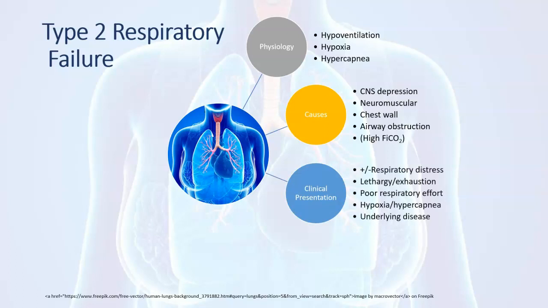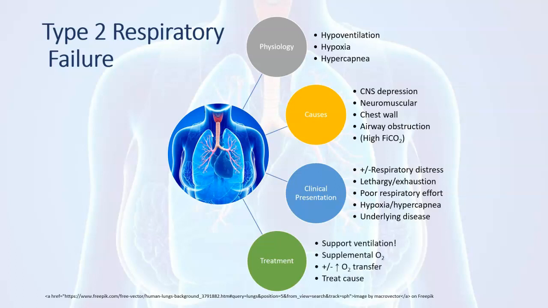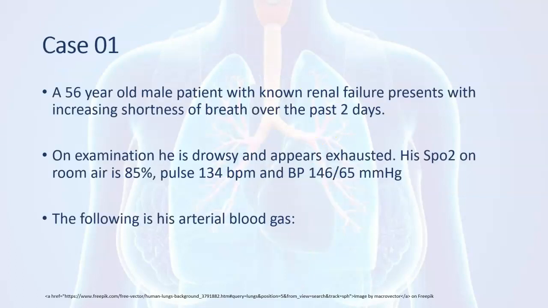The patient may have respiratory distress, but may not, because they may be hypoventilating due to CNS depression. They often have lethargy or exhaustion with a poor respiratory effort. The blood gas is characterized by hypoxia and hypercapnia, and there may be clinical evidence of the underlying disease. Treatment includes supporting ventilation, supplementing oxygen, improving oxygen transfer, for example, by reopening alveoli using CPAP, and of course treating the underlying cause.